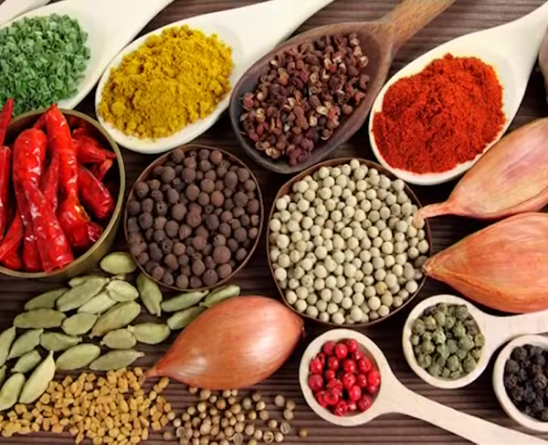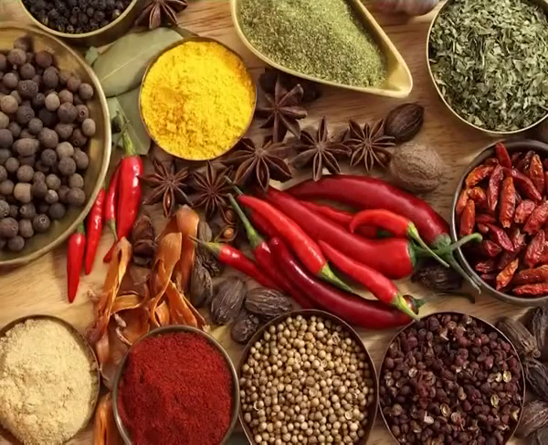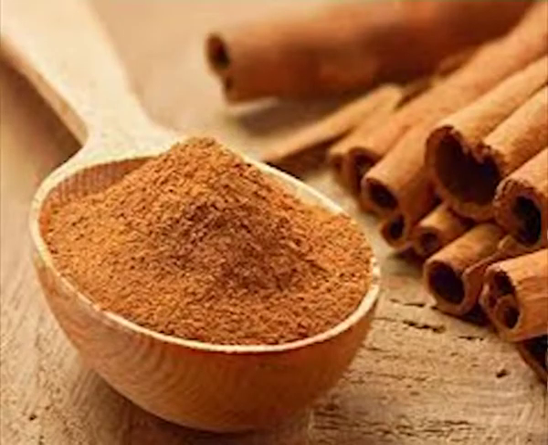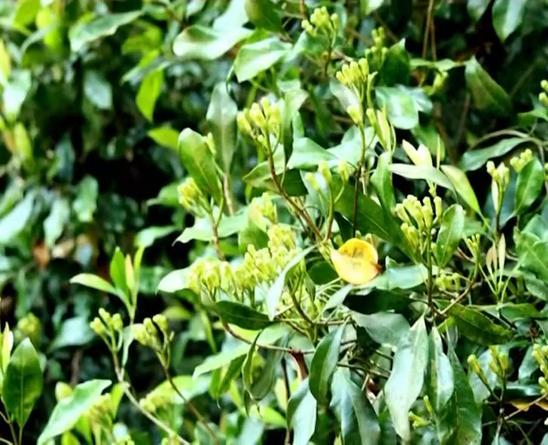Let's have a look at the major spices of India. India is the largest producer, consumer and exporter of spices in the world. A variety of spices are grown. Depending on their production, spices have been referred to as major and minor spices. Major spices are black pepper, cardamom, chili, coriander, cumin, garlic, ginger and turmeric. Minor spices are cinnamon and clove.